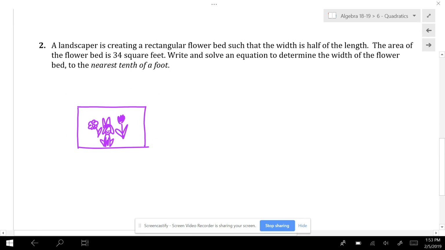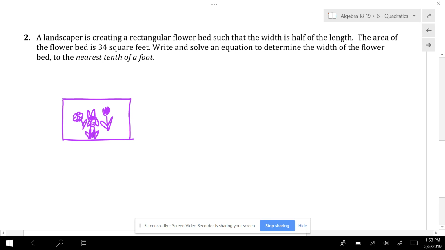All right, so the width is half of the length. The width is half of the length. Oh, man. Okay, so I have a couple options. If I want to call the length L, my width, which is over here, is half of that length. The width is half of the length. So you could write it like that.